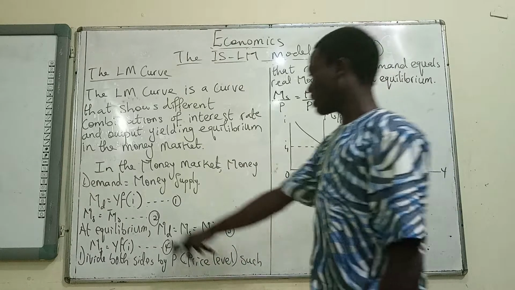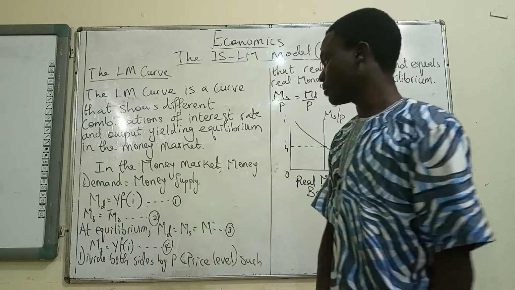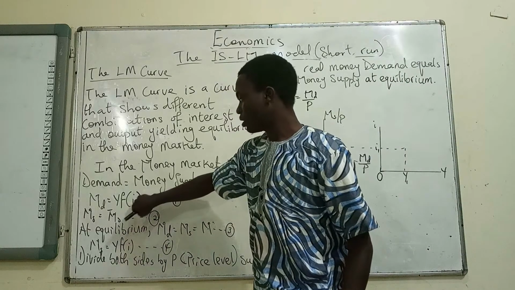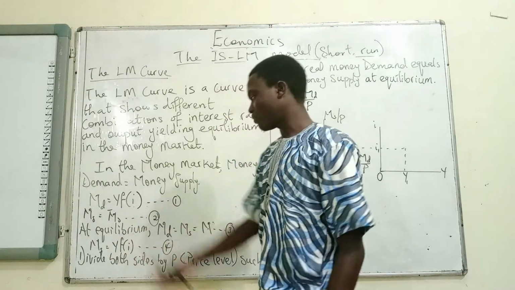So it's very important. At equilibrium, money demand equals money supply equals M. Basically, that's equation 3. So from here we could just say money supply equals this, since this is the function of money demand. We did all of this before now.